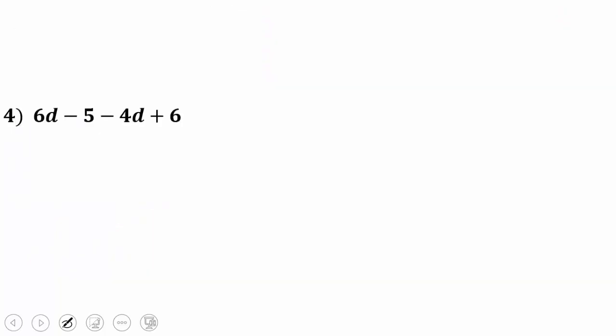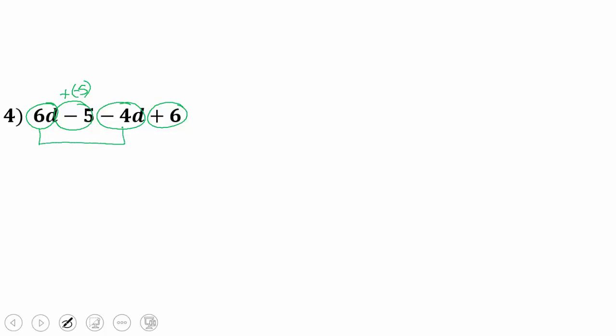Moving on to our next example. I circle my terms. I have a 6d, a negative 5, a negative 4d, and a positive 6. Remembering, when you see that subtraction sign, I know that terms are separated by addition, but remember the subtraction sign, if we change that to adding the opposite, following integer rules, we would be adding a negative 5. So that subtraction sign means that is a negative 5.